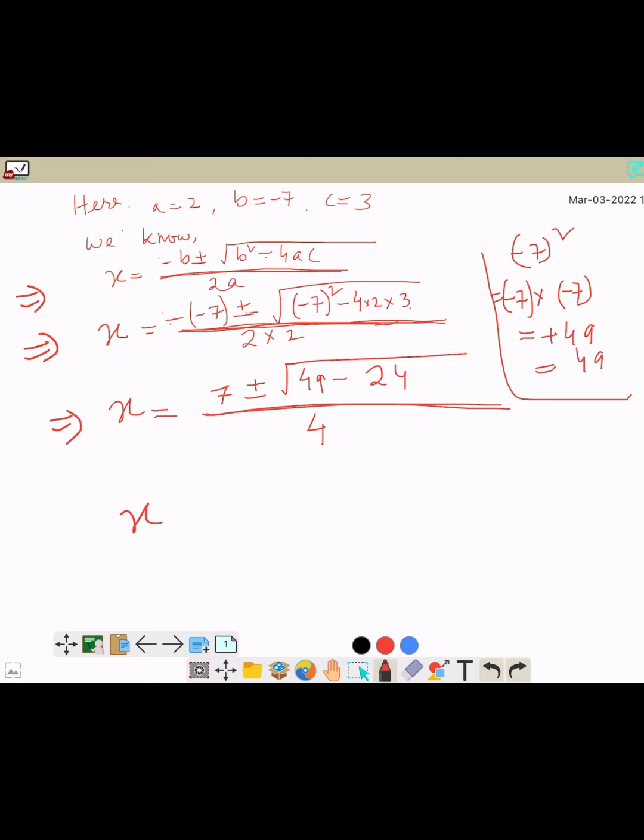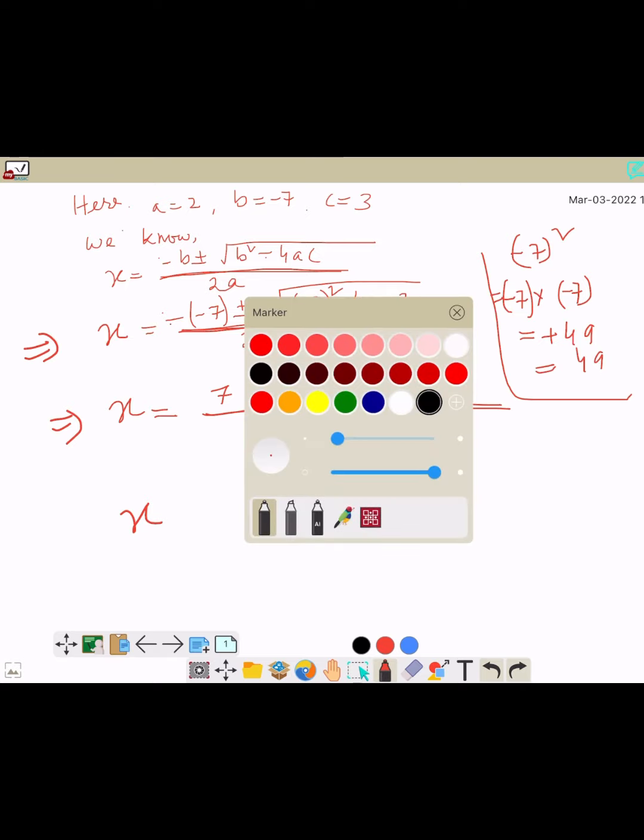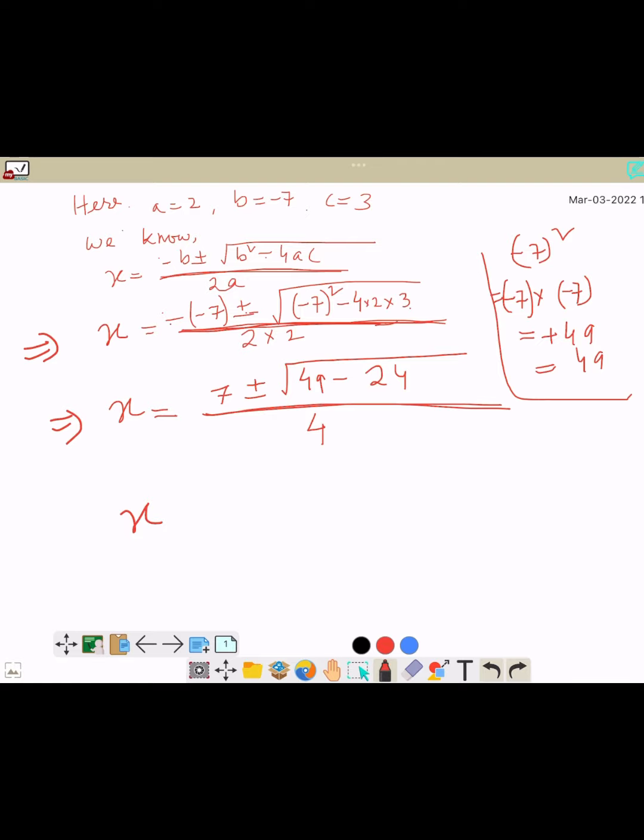Okay, you should not write this one, this is the first formula. So now what can we write? x is equal to, this line we can simply draw it. Under that line there is 4, so this will be again 7 plus minus root over 49 minus 24, which is 25.